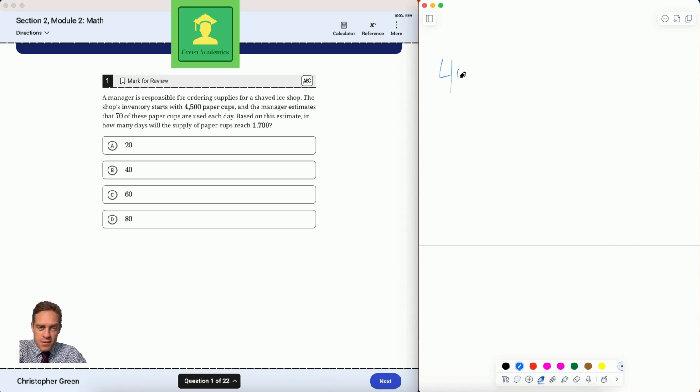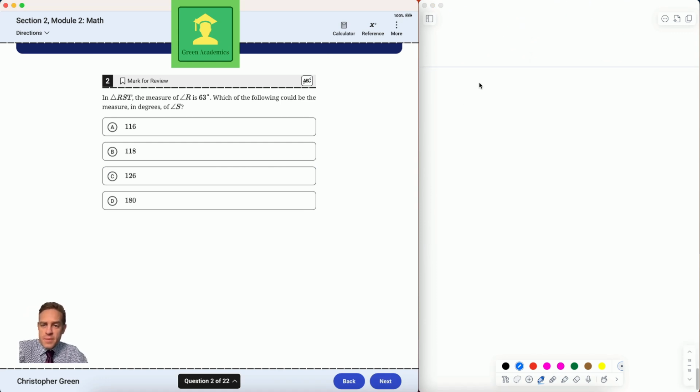I would write this as 4,500 minus 70 times the number of days gets you to 1,700. So I'm going to subtract 1,700. I'm looking at 2,800 and put the 70D on the other side, which just gives you the nice, neat round number of 40.